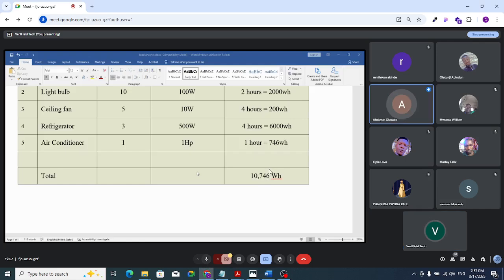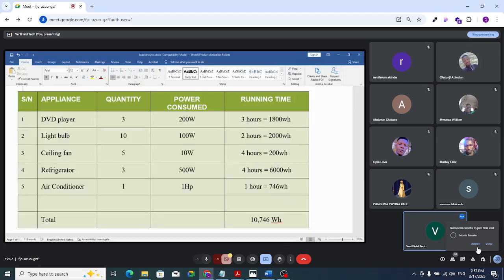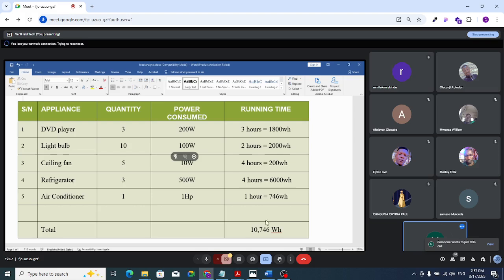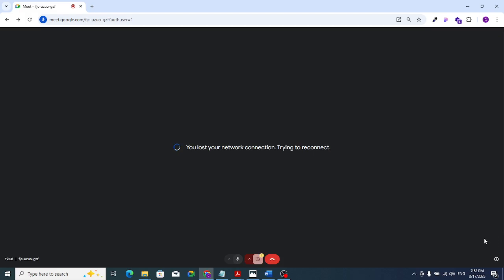So that's okay, so this is the answer. What is it? 10,746 watt hour. That is the answer. Once you sum up everything, what you'll be having is 10,746 watt hour, and this becomes the energy need of the facility. This becomes the energy consumption.